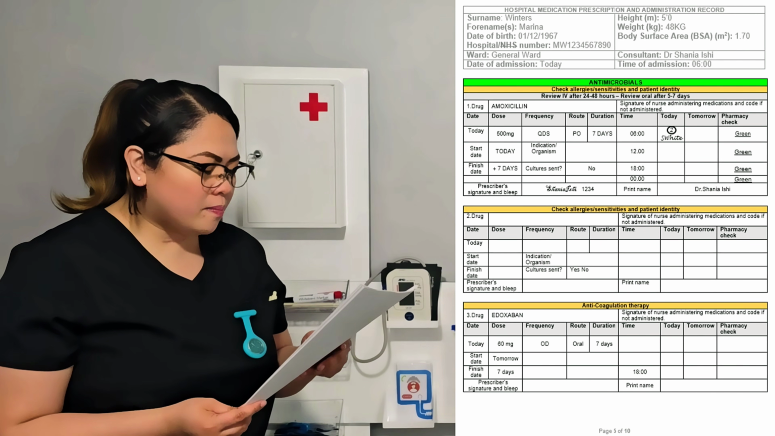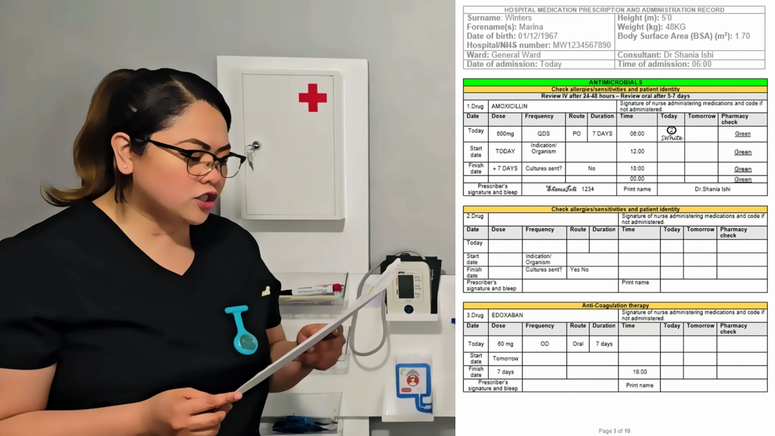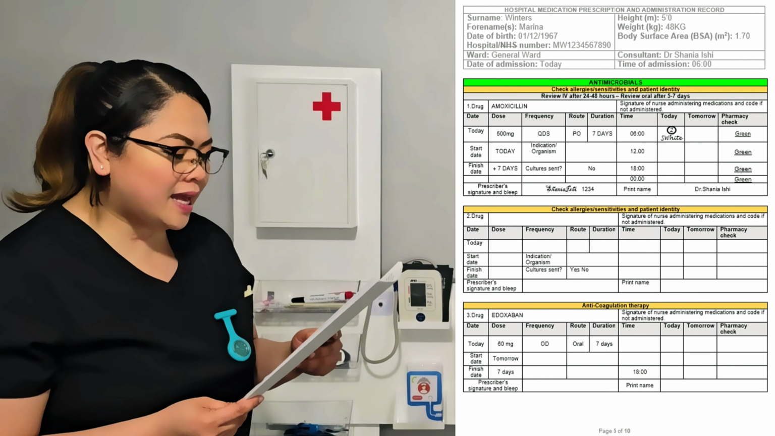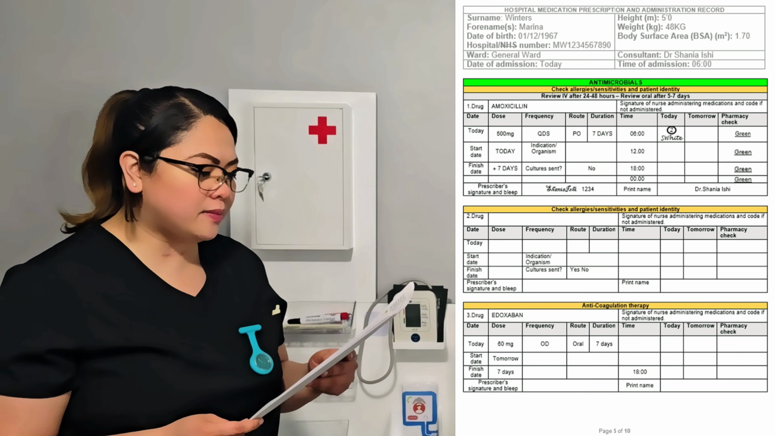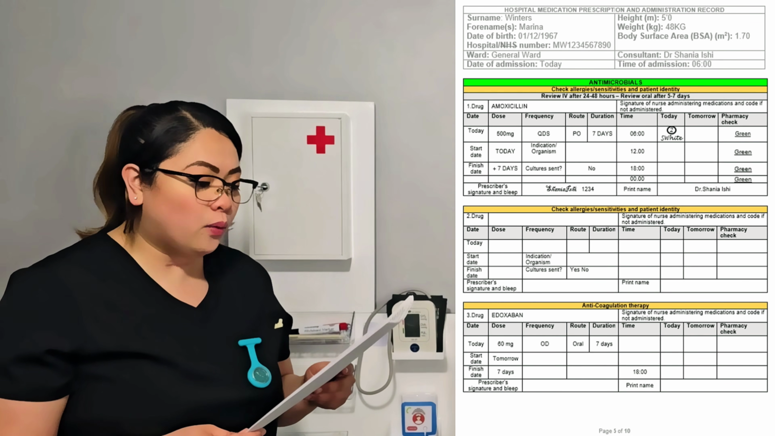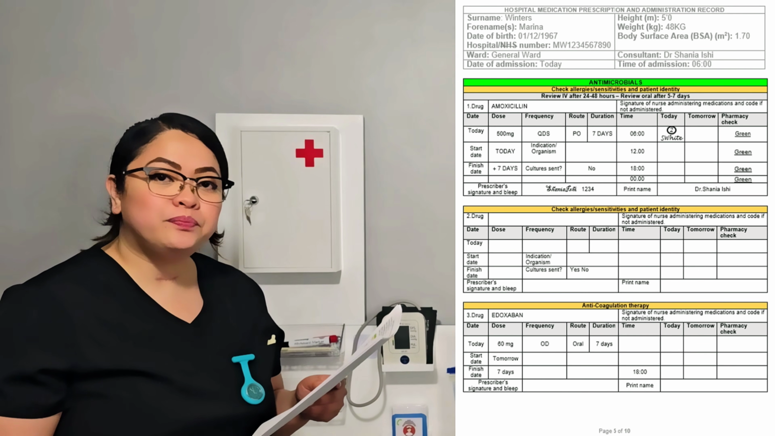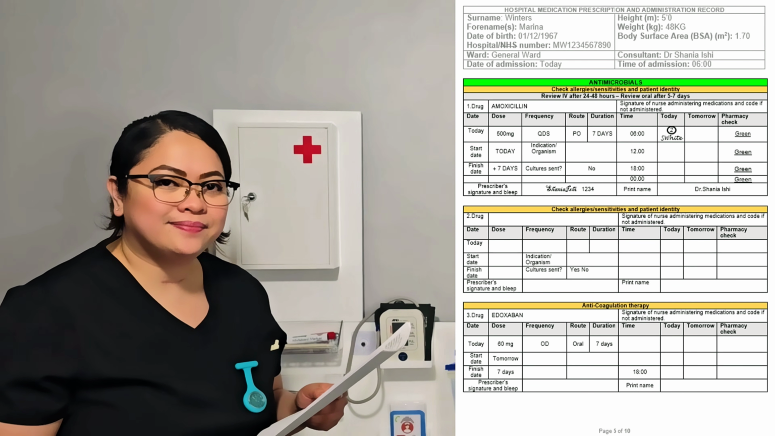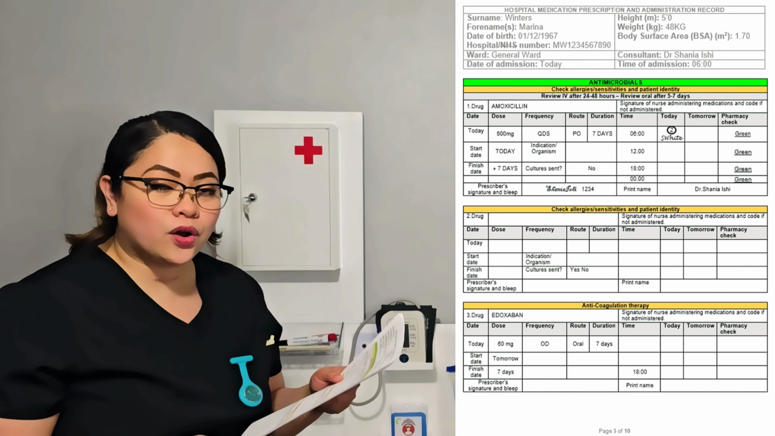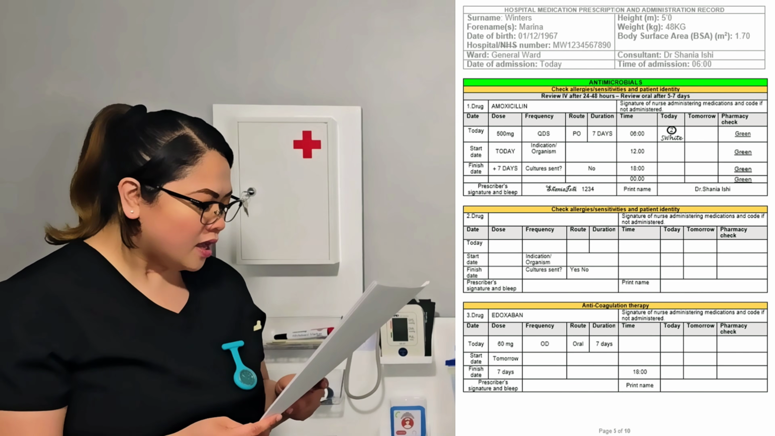Prescriber signature and blip number Shanai Ishii, and blip number is 1234. Printed name Dr. Shanai Ishii is in there. So the time is 12. This is again due. However, I'm not gonna give this since the patient is allergic to penicillin. So I'm gonna code this later on during the documentation.